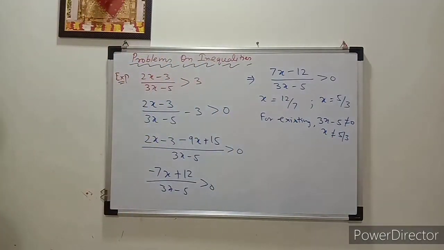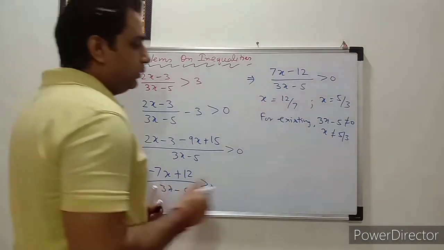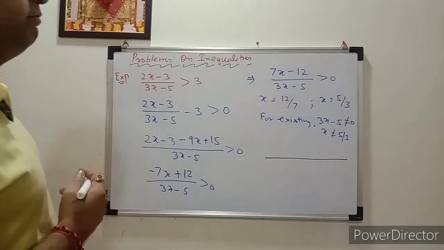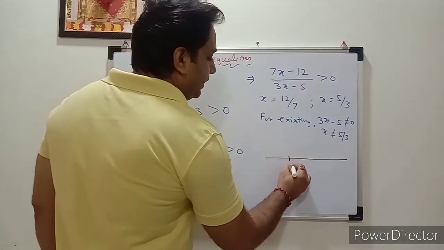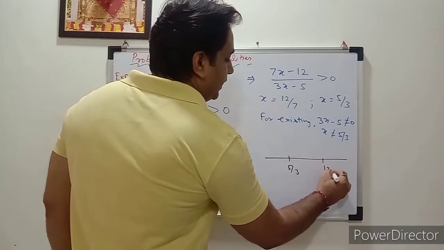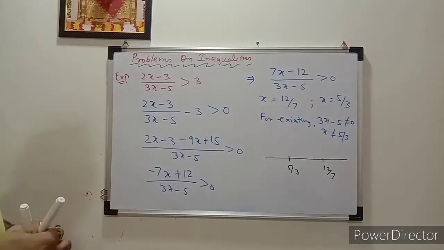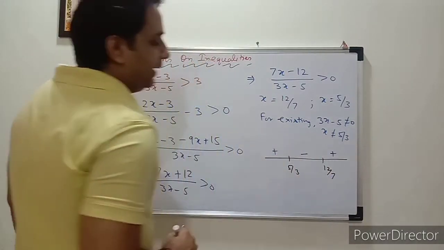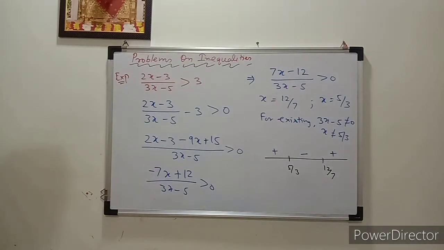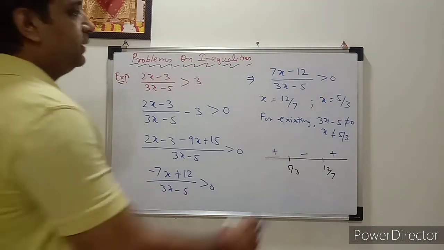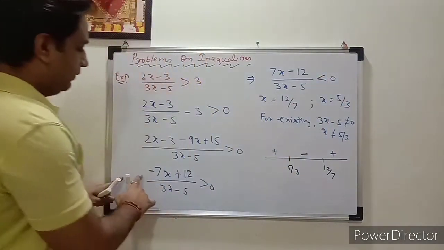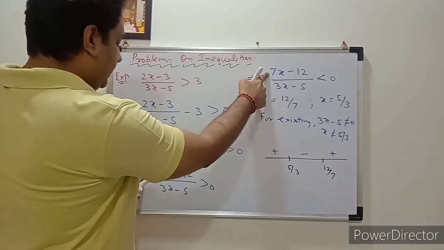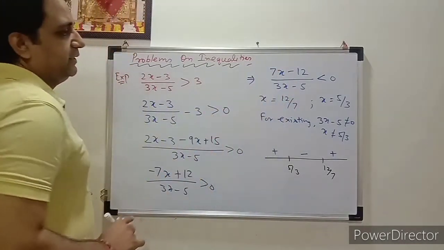Let's draw the number line and check the rule. So this is the number line. I hope everyone understood: 12 by 7 is greater than 5 by 3. So 5 by 3 will be here and 12 by 7 will be here. Both are roots with odd power, so the sign will be plus, then minus, then plus, so it will change. But here it will be minus, because we have minus 7x plus 12 over 3x minus 5 greater than 0. We have changed the sign, so 7x minus 12 over 3x minus 5 will be less than 0.